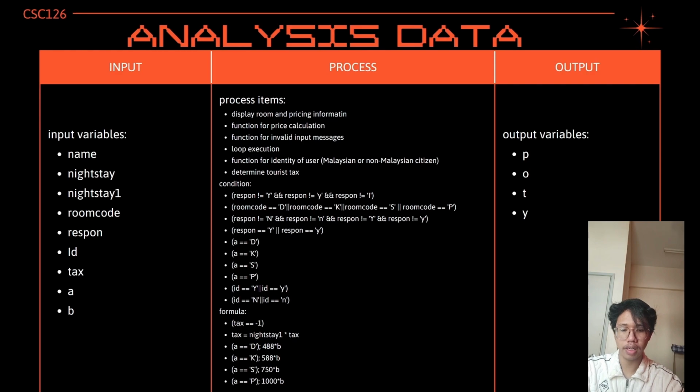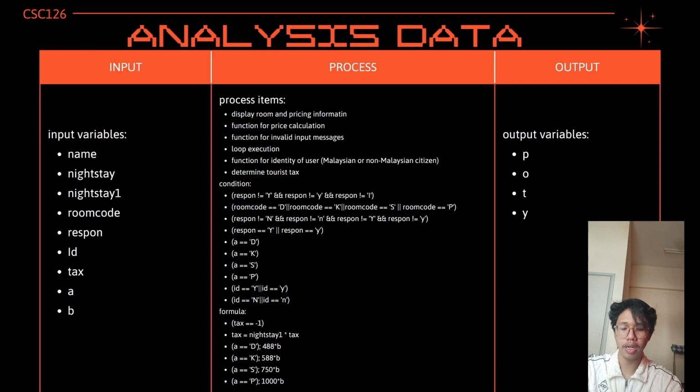For our conditions, these are the conditions used as stated in our slide. This response condition is for a while loop. This room code condition is where if is used to ensure it meets the following condition. This response condition is used to identify when the user has committed an error in their input, to loop the program, while this response condition is to display the receipt.